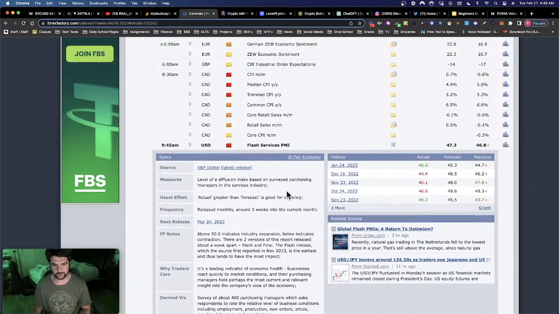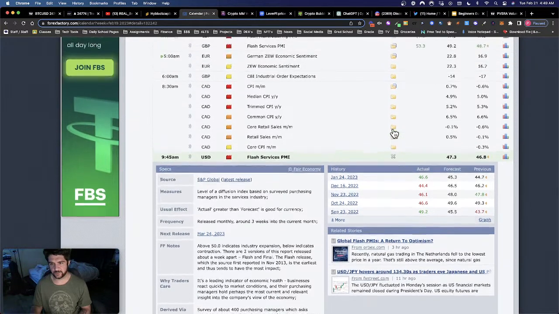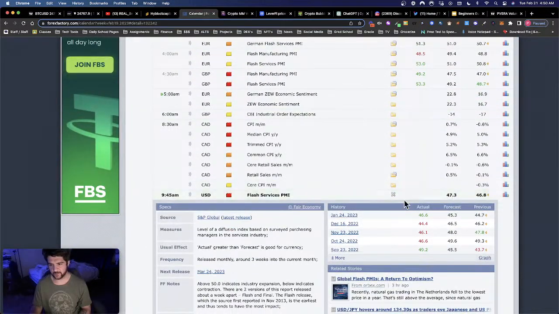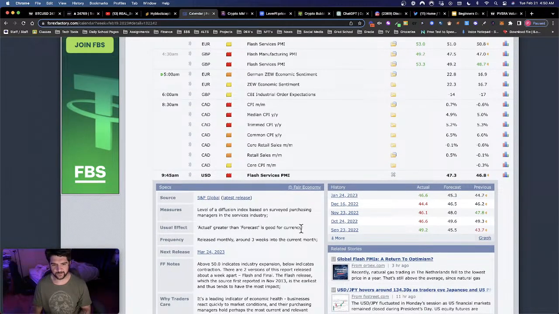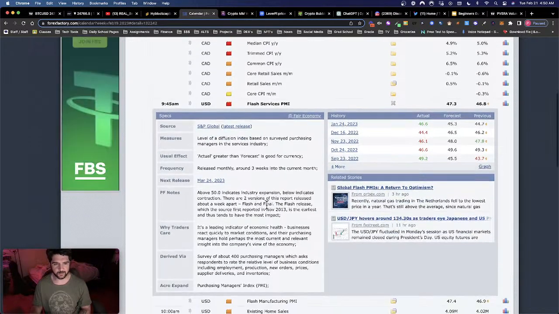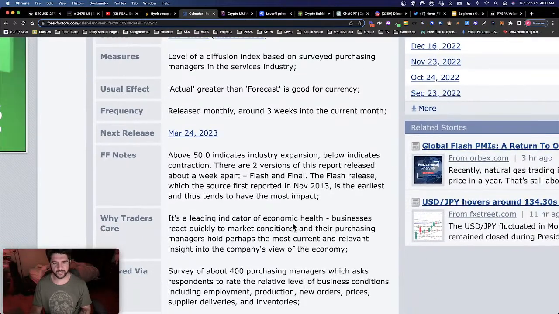So what do we got? What's the projection? Oh, 47. 47 is the forecast, so it's projected to be higher. If the actual is greater, it's good for the currency, so we want it to come in lower. What is it about? Above 50 indicates industry expansion, below indicates contraction. It's a leading indicator for economic health.